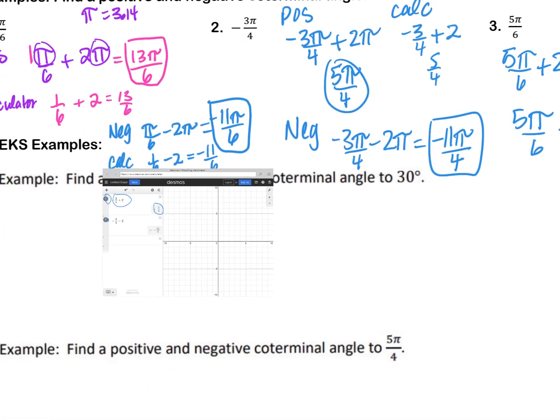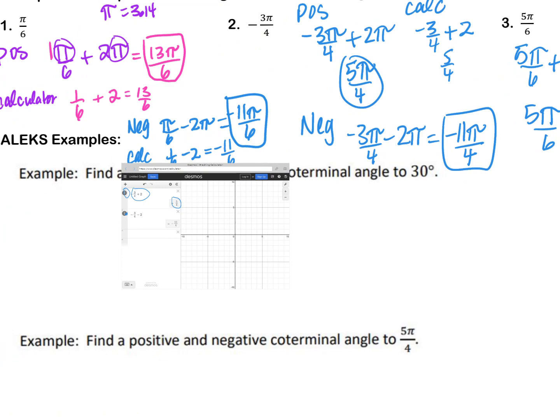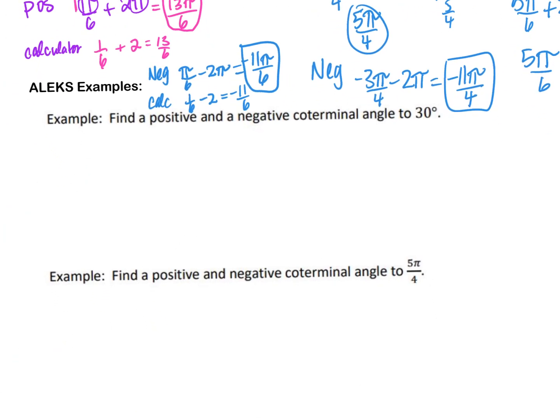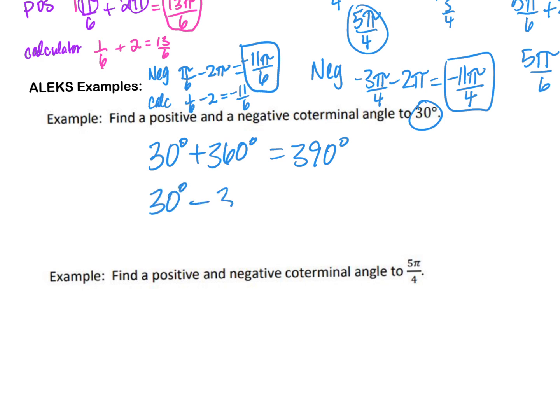Okay, let's move on. We're going to do an example like that. And we're going to find a positive coterminal angle and a negative coterminal. Our angle is 30. So to find a positive, you're going to add 360, and you're going to end up with 390 degrees. You have 30 here. You're going to subtract 360. You're going to end up with negative 330. So this is the positive one. This one's the negative one.